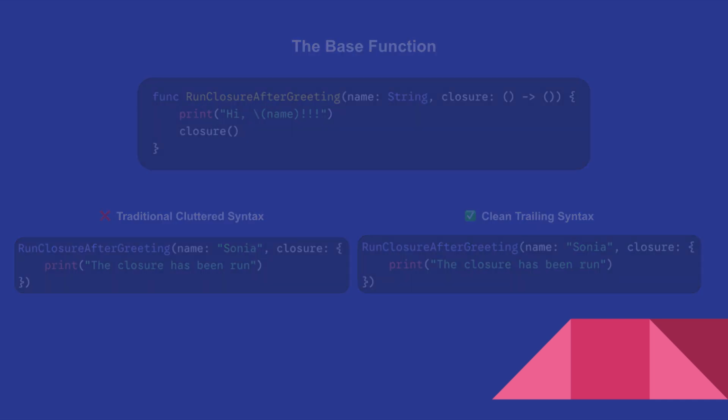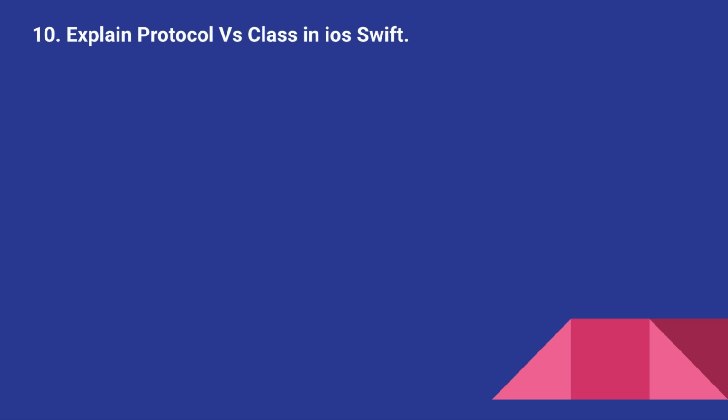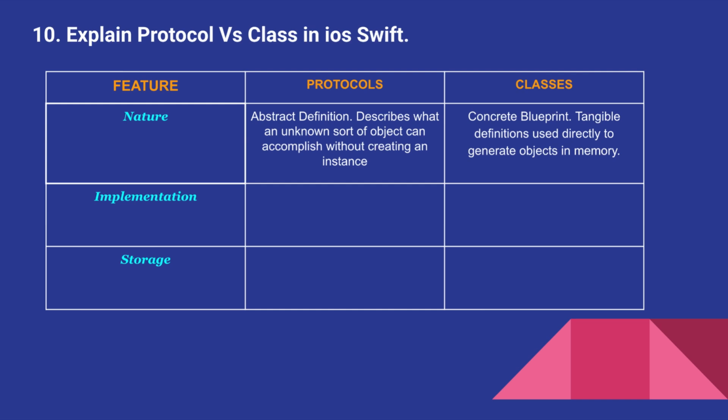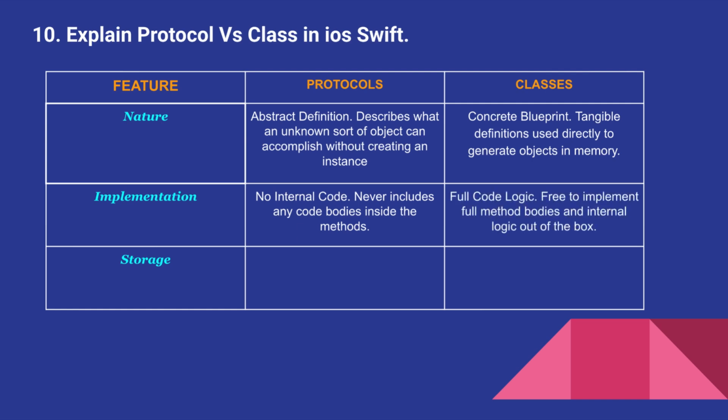Let's dive into an essential architectural comparison. How do protocols and classes differ in iOS Swift? First, let's look at their core nature. A protocol is fundamentally an abstract definition. It strictly describes what an unknown sort of object can accomplish without creating an actual instance. A class, on the other hand, is a concrete blueprint used directly to generate tangible objects in memory. Next is implementation. Protocols enforce a strict code contract, meaning they contain zero internal code and never include function bodies inside their methods. Classes give you full code logic out of the box, allowing you to freely write complete method bodies and complex internal operations.